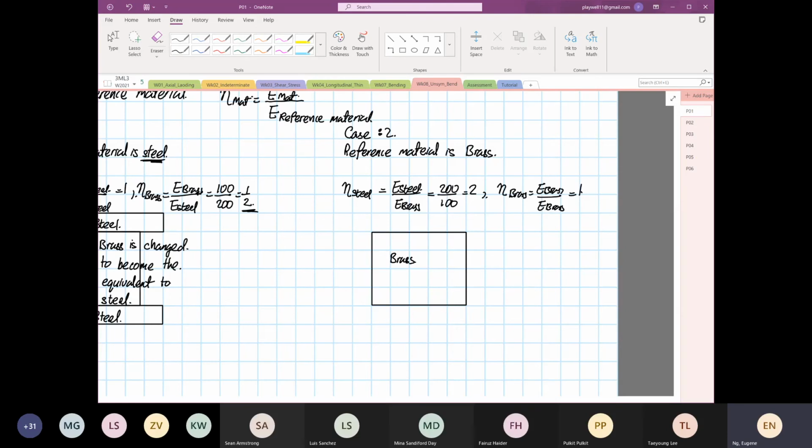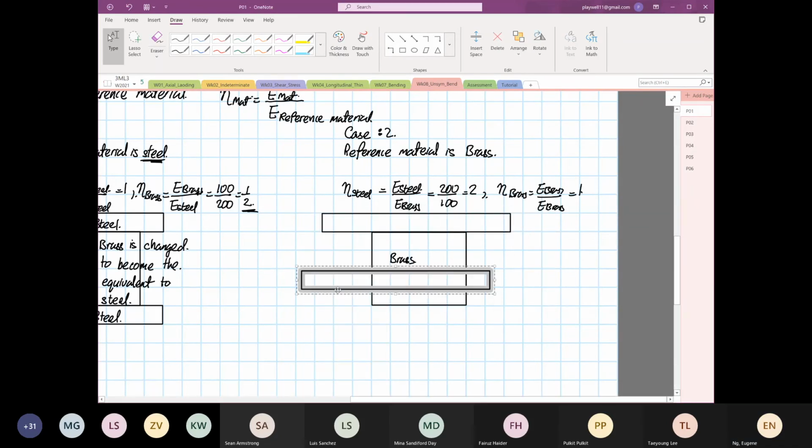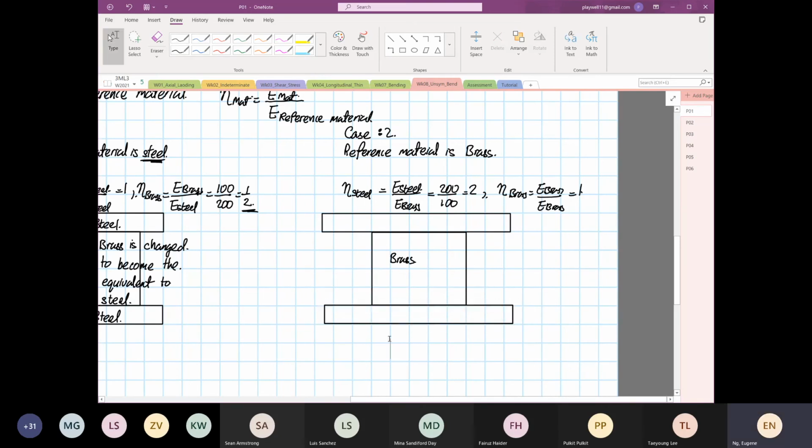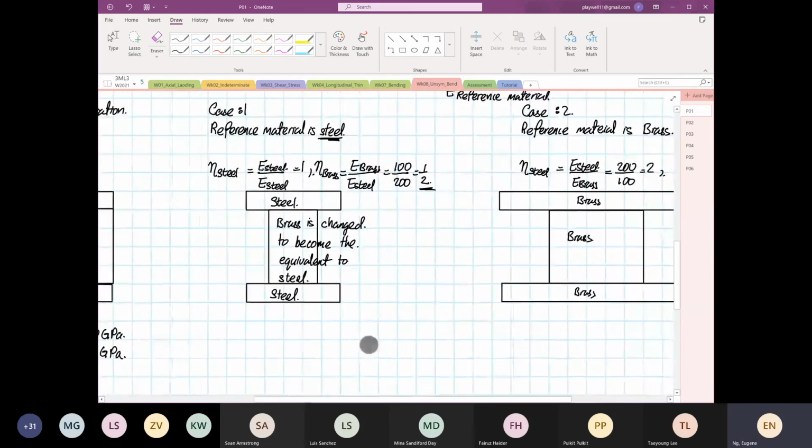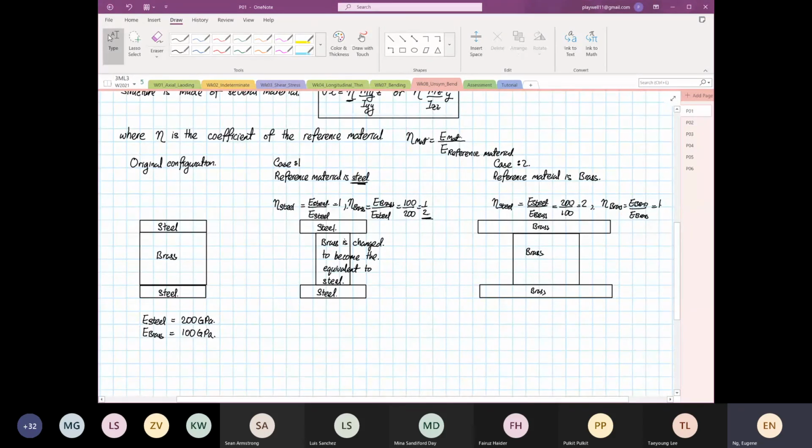Now, can anyone tell me, if the top and bottom layers we change to brass, will they be wider or narrower? Anyone, please? Wider. Yeah, wider. So it'll be like this, wider. Then the strength will be equivalent. So now we have changed all to brass. Can someone comment on what you see? Is this supposed to show the equivalent geometry change you would need to make? Yep.